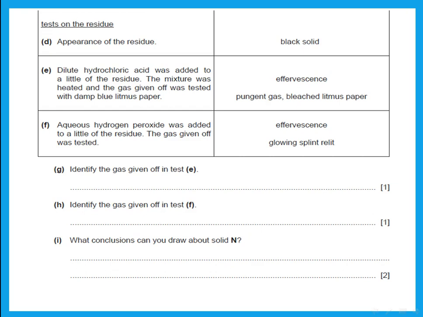Then he says dilute hydrochloric acid was added to a little of the residue. The mixture was heated and the gas given off was tested with damp blue litmus paper. He says he had effervescence, a pungent gas that bleached litmus paper. Which gas bleaches litmus paper? Do you remember? Chlorine gas. Okay, so identify the gas given off in E, that is chlorine.